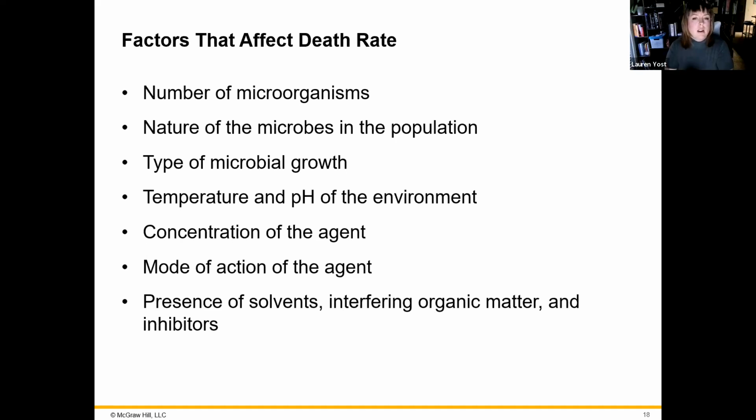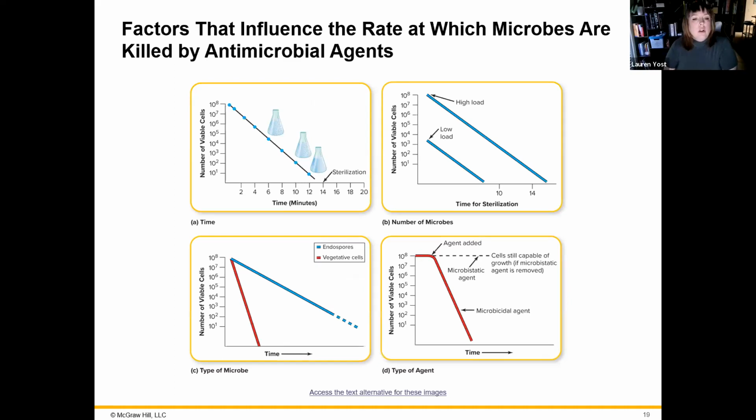So here are some things that can affect the death rate of microbes: how many of them there are, the nature of them in their population, the type of microbial growth, are we talking about biofilm, for example, temperature and pH of the environment, concentration of the agent, mode of action of the agent, presence of any solvents, interfering organic matter, and inhibitors. So remember that all chemicals can be affected by pH in their environment, not just organic ones. So, don't forget about that.